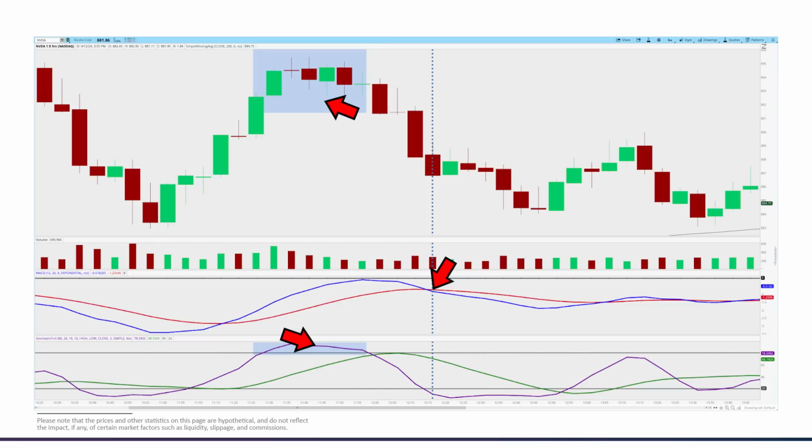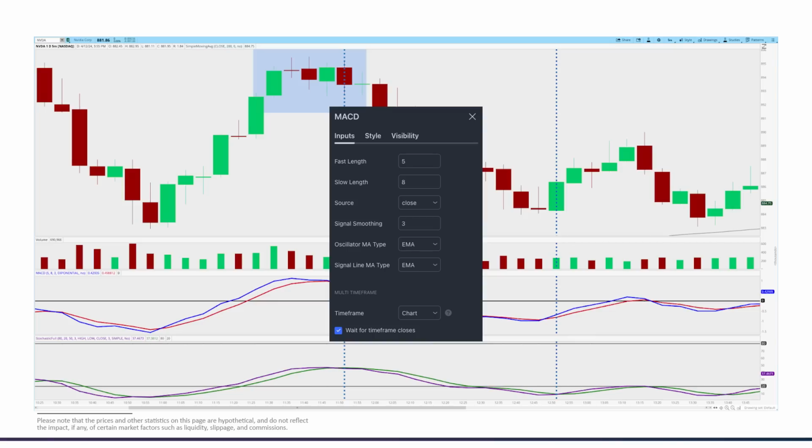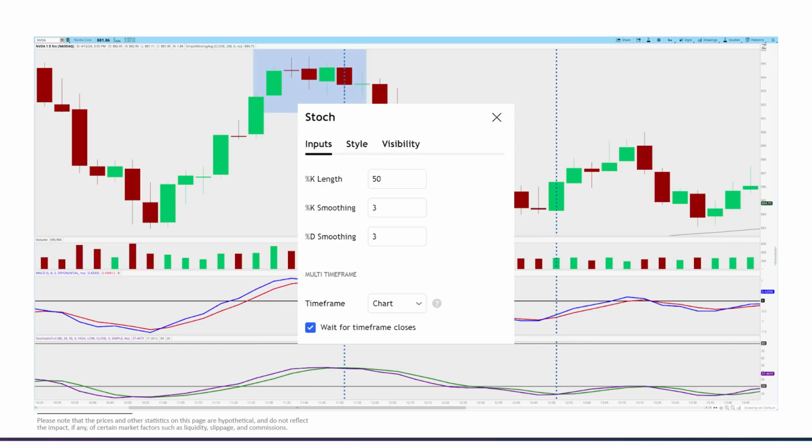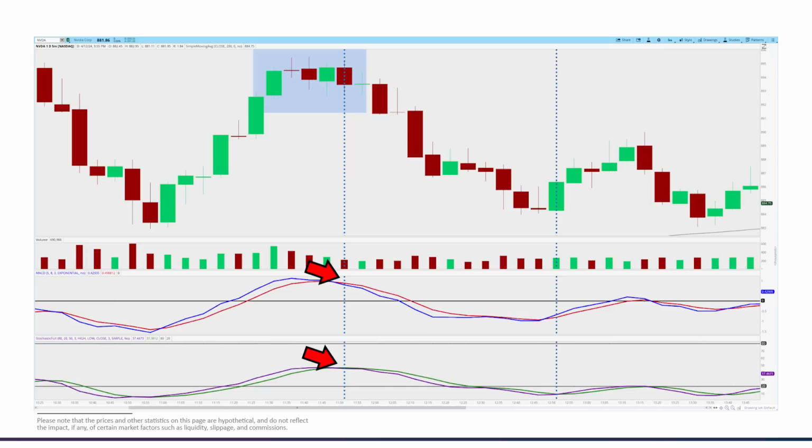So what happens if we change these default settings in the indicators? What if we made the MACD faster and the stochastic slower? Let's change the MACD to a 5, 8, 3 setting, and we'll change the stochastic to a 53 setting. Now we can see that they're almost identical. In fact, both indicators turn down at the same time. They turn back up at the same time, both marked by the blue vertical dotted lines there.